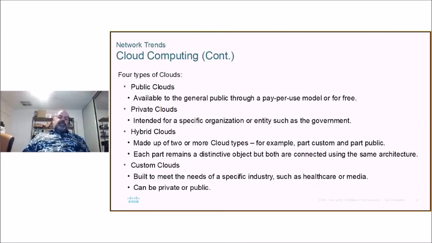With private clouds, so that's basically kept within the business or government organization, and so as the name suggests, only that organization uses it. And then there's hybrid clouds, so basically you have more than one. You might have part custom, part public. Each part remains a distinct object, but both are connected using the same architecture. And then custom clouds can be built to meet the needs of a specific industry, such as healthcare or media. They can be private or public.